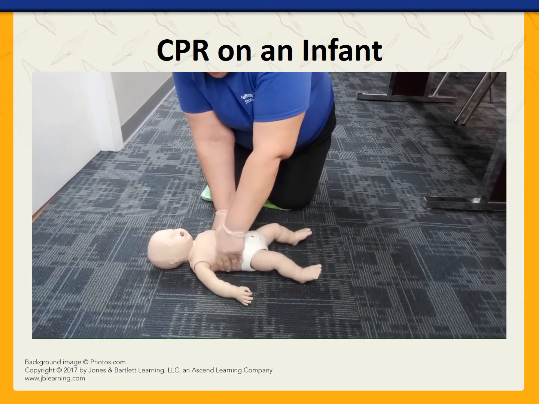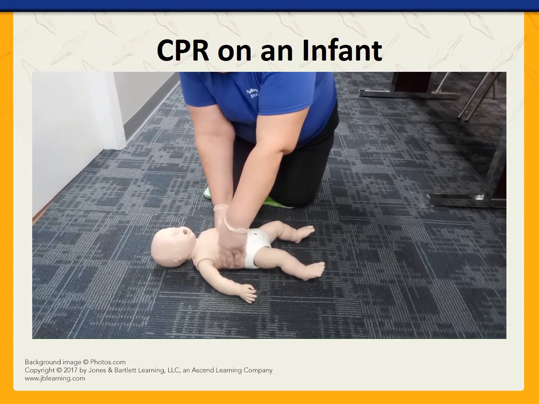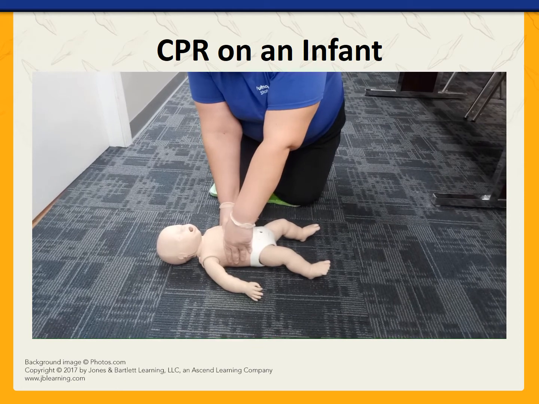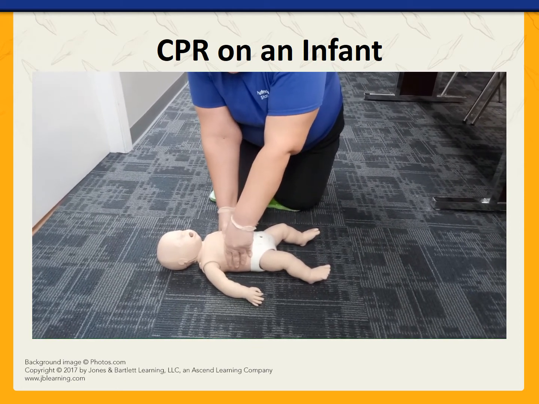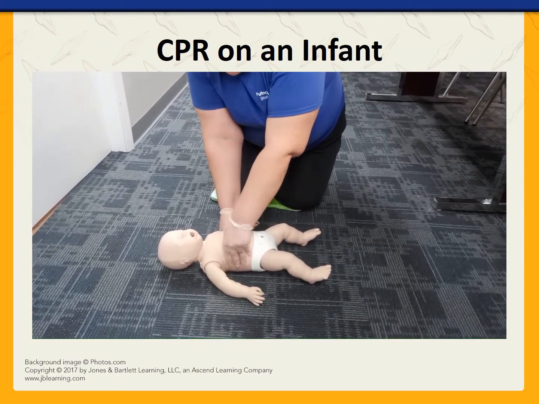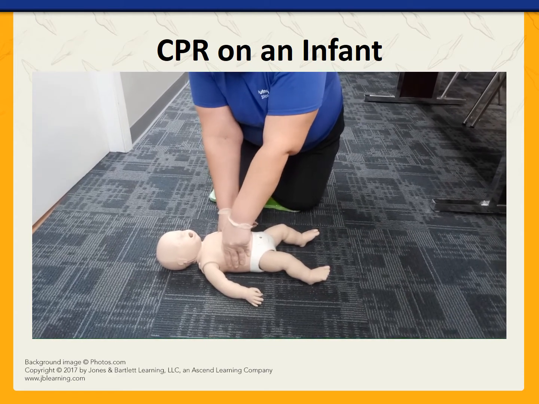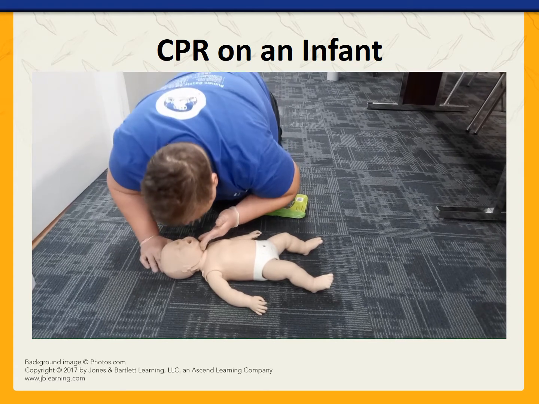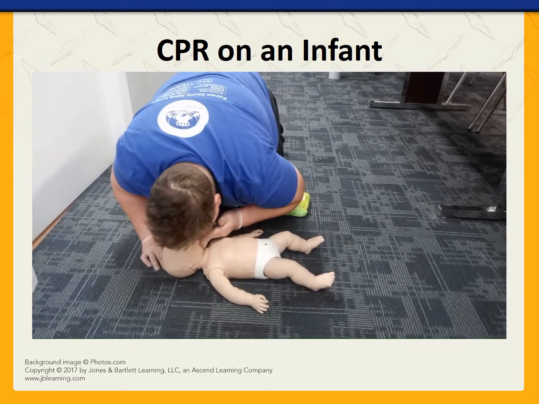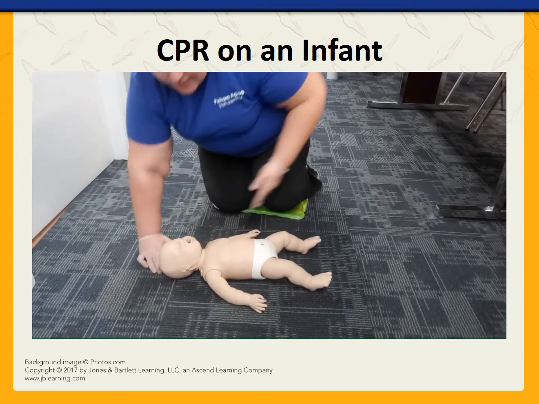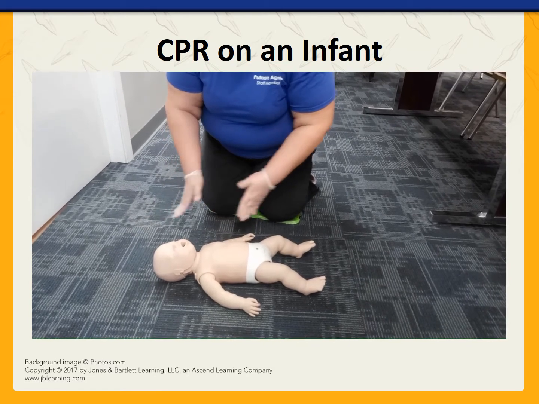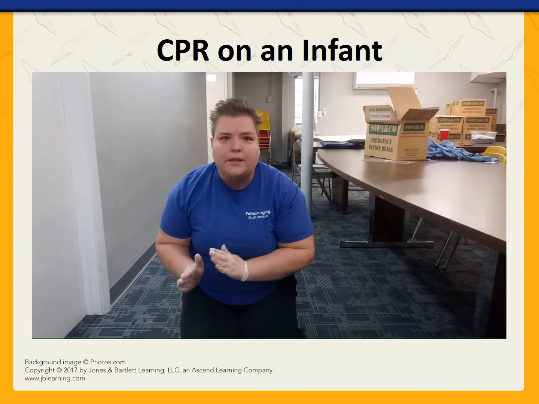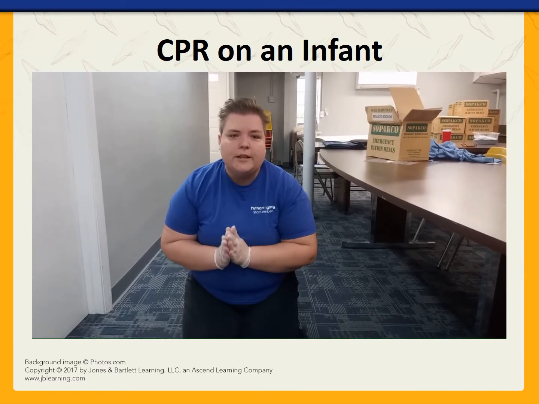1, 2, 3, 4, 5, 6, 7, 8, 9, 10, up to 30. Do a head tilt, chin lift, 2 puffs of air, and then repeat 30 compressions, 2 breaths. If you have 2 rescuers, you can go 15 compressions, 2 breaths, and you'll repeat this until EMS arrives.